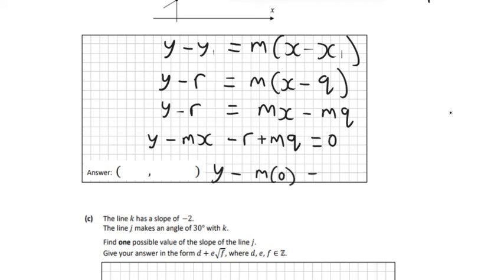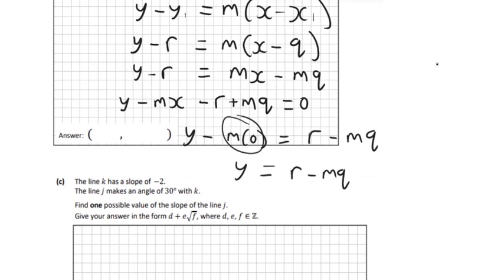And I'm going to move those things over to the other side for a second. So r minus mq. I'm just moving them back over because you'll see in a second. It's because m times 0 will just be 0. So we just get y equals r minus mq. So you've actually worked out what the coordinate will be then. So it'll be the point 0, r minus mq, because y is r minus mq when x is 0. And that's the point.